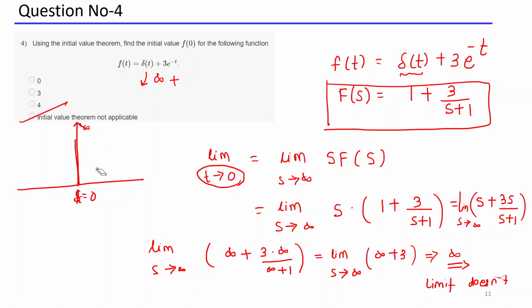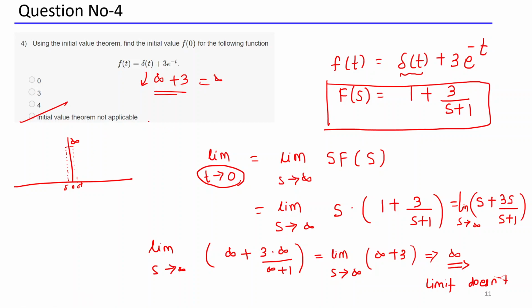T tends to 0 means, first of all, you have to understand what an impulse function is. Impulse is defined by some region like that, and its amplitude is always infinity. In this region from 0 minus to 0 plus, its amplitude is infinity. So whenever t tends to 0, its value is infinity, and here if you put t tends to 0, this value is 3. So infinity plus 3 is infinity. So this function is infinity.